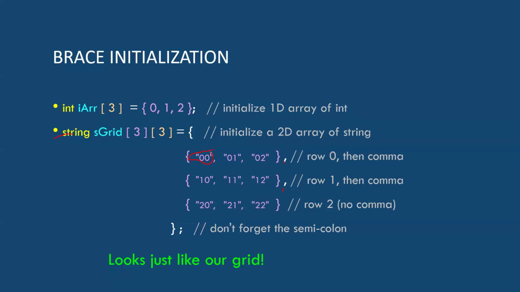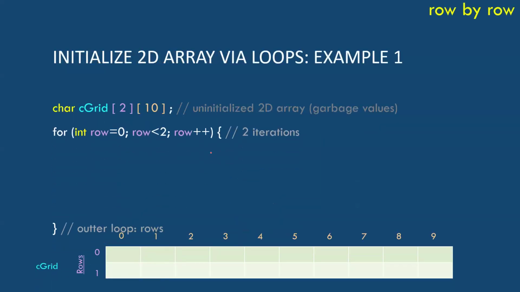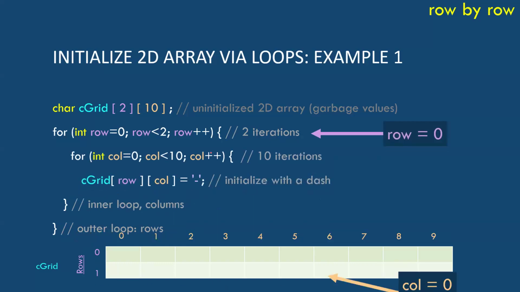Now, the truth is inside the computer doesn't have rows and columns. It just has one long line of memory positions. But we can imagine this as being square for our purposes, rows and columns. So when we write a loop to initialize this thing, we're going to go slowly down the rows, so starting in row 0, and quickly across the columns.